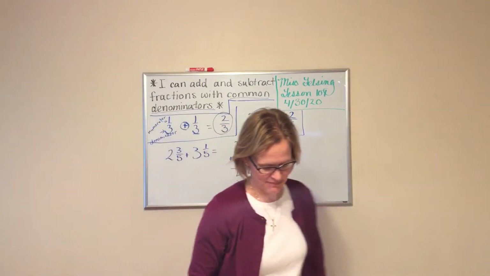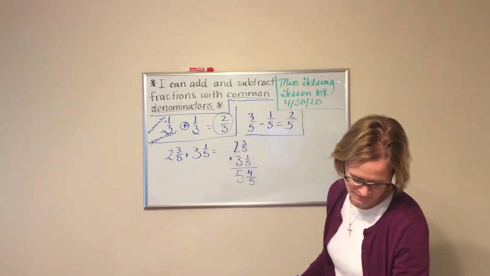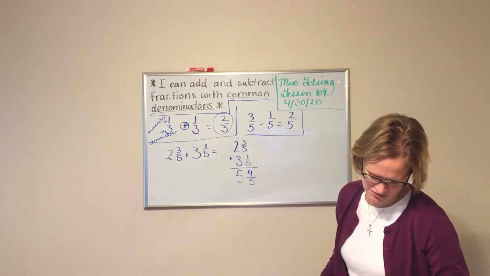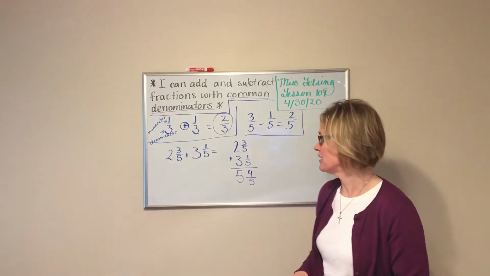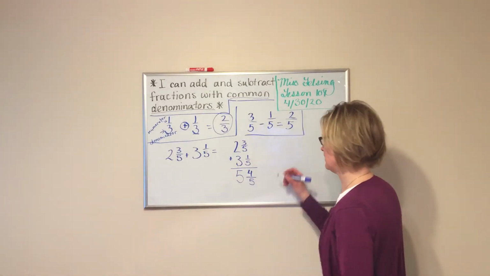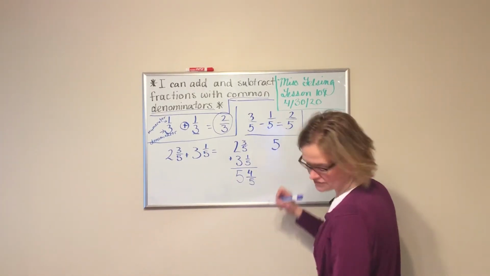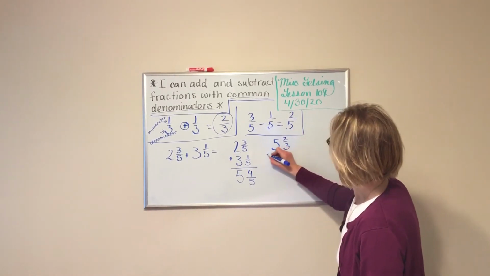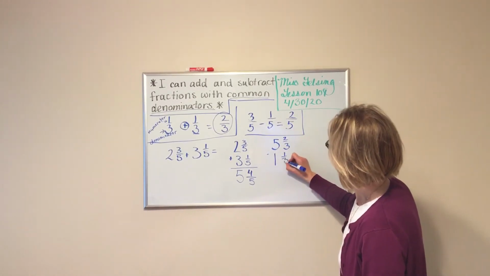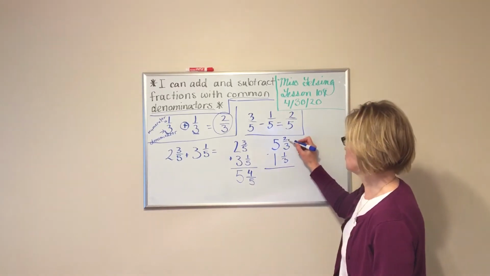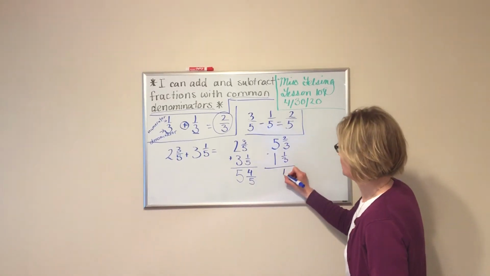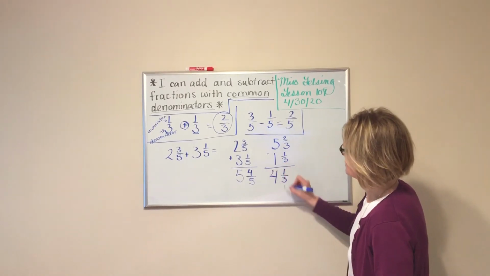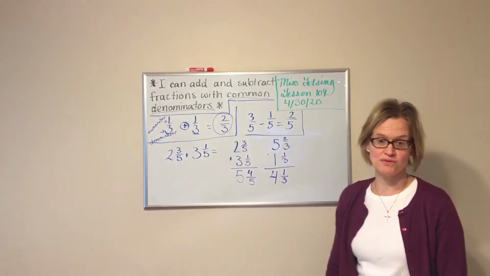Okay? Same thing goes for example 4. It says subtract 5 2/3 minus 1 1/3. Now I would suggest write it like this. 5 2/3 minus 1 1/3. So 2 minus 1 is 1. We leave the 3 alone. 5 minus 1 is 4. So your answer is 4 1/3.